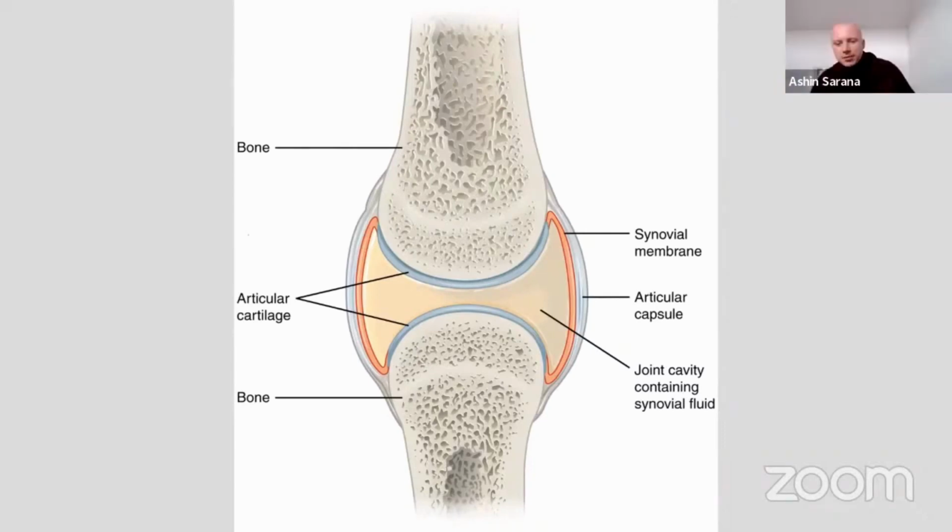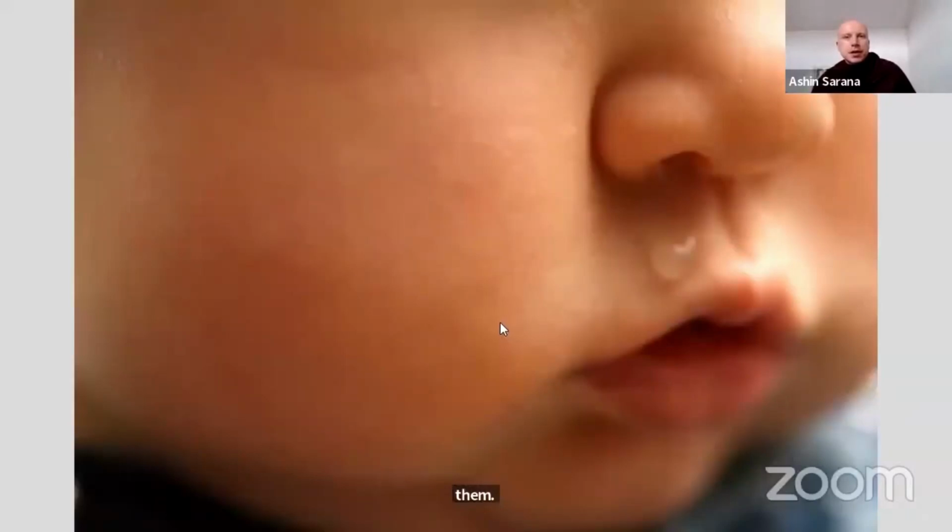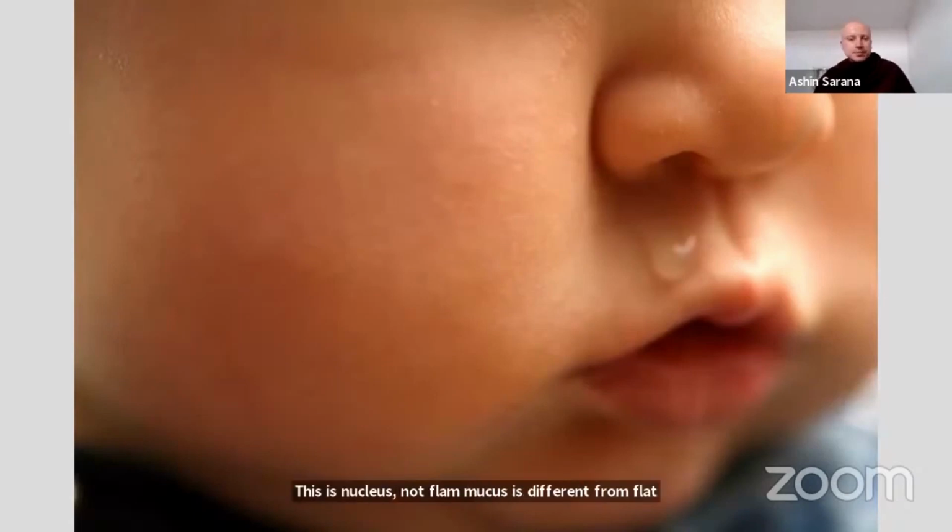I have there sometimes Burmese translation, so you can ignore that. Now this is mucus, not phlegm. Mucus is different from phlegm.